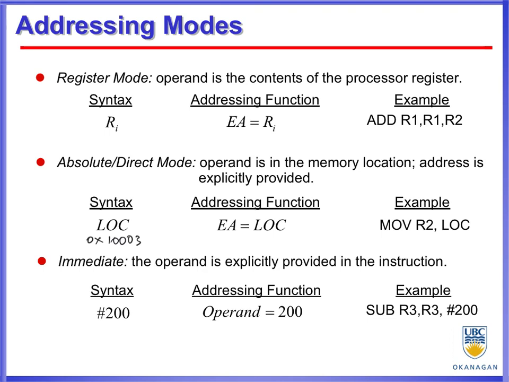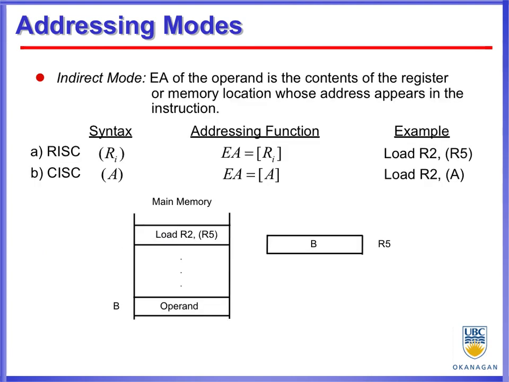So those three are pretty simple and straightforward, right? Register: the effective address is a register, and the operand is whatever's in that register. Absolute or direct: the effective address is a memory location in the main memory of the computer, and the operand is whatever's stored at that main memory address, okay? And immediate: the operand is an actual number inside the instruction itself, and therefore it can never change. It's always 200, okay? And we specify it by the pound symbol. Okay, so those are the first three basic ones.